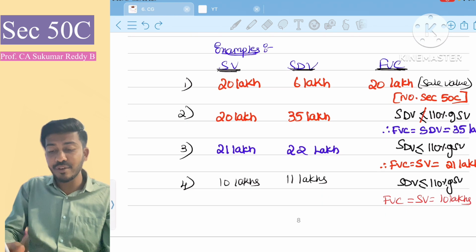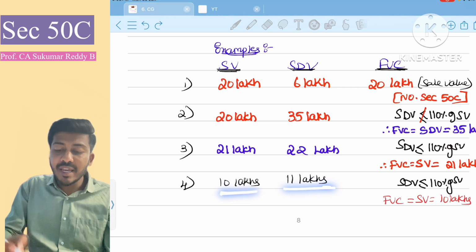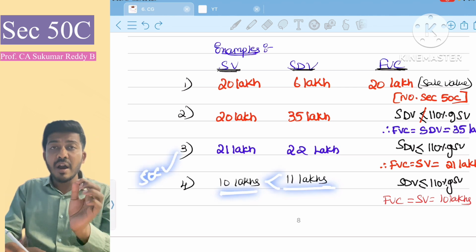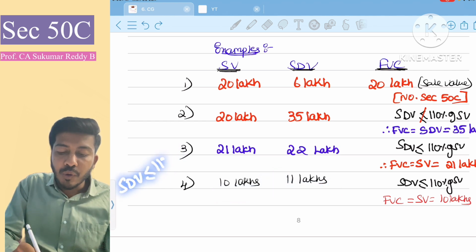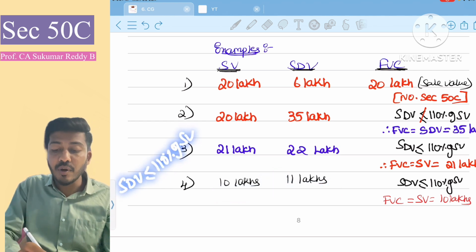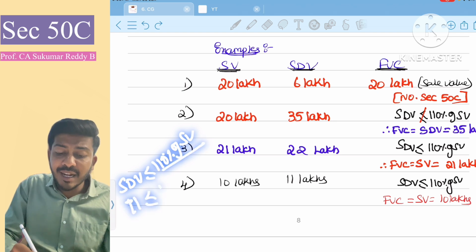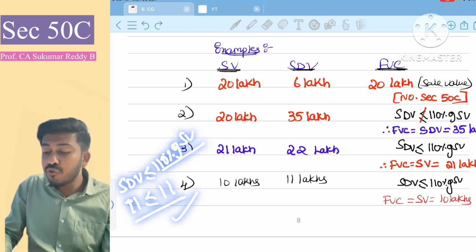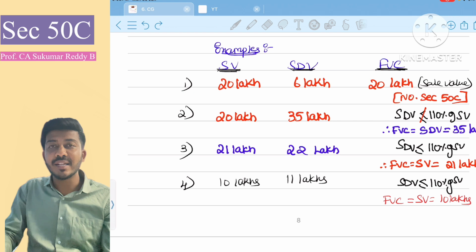Come to the last scenario. The SDV is 11 lakhs, SV is 10 lakhs. SV is less than SDV. Section 50C is going to get triggered 100%. Therefore, you have to check SDV is less than or equal to 110 percentage of sale value. SDV is 11 lakhs. 110 percentage of 10 lakhs is again 11 lakhs. Again the condition is getting satisfied. Therefore, we will not trouble you anymore. Sale value will become your full value of consideration.